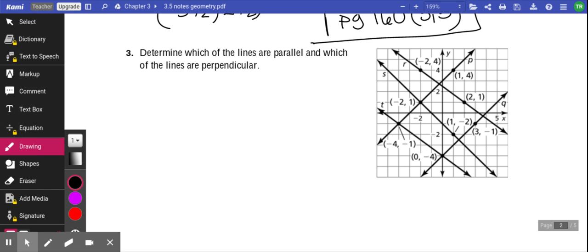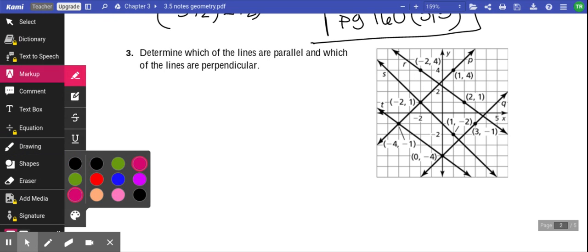All right. So you did 3 and 5. Now you're back for some more fun. So our next part is we are determining which lines are parallel and which are perpendicular. And there's about 5 lines there. So we're going to find the slopes of each one.